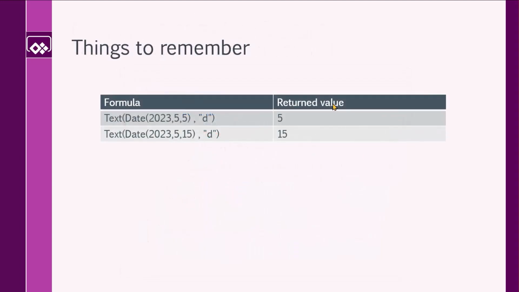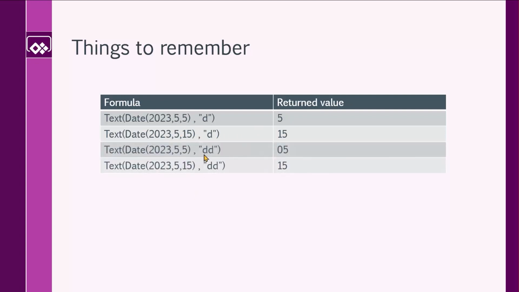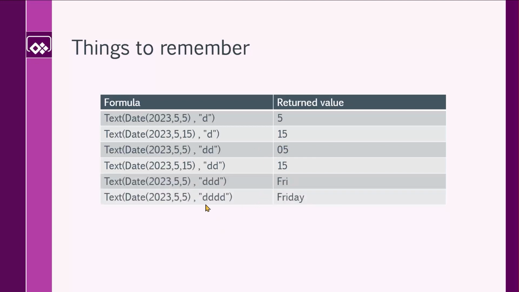And in the end, just a quick review on what Text can do with a date value. So if you have a date and we use 1D, it returns the date value. And it doesn't really matter if it's a single digit day or double digit day. But if we use double D, we are looking into a bit of formatting, so it adds 0 in case the date is in the single digit area. And finally, triple D gives you the short form and 4D returns you the long form of the day of the week. All right.